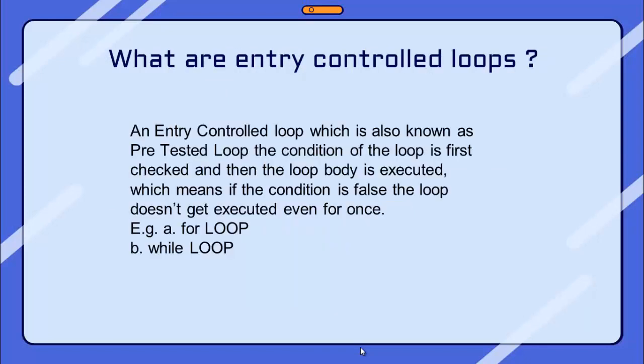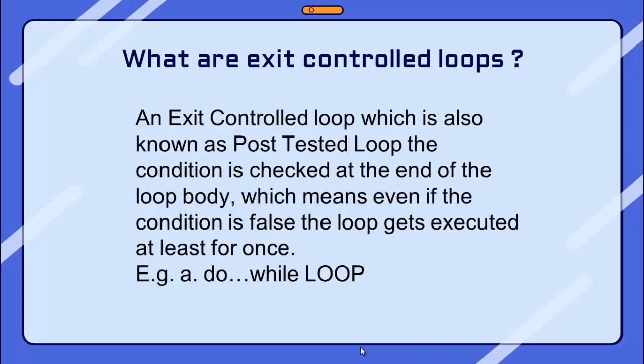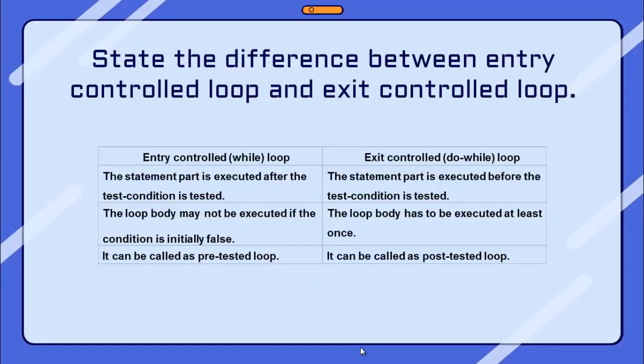Entry control loop, also known as a pre-tested loop: the condition of the loop is first checked and then the loop body is executed, which means if the condition is false, the loop does not get executed even once. Example: for loop and while loop. Exit control loop, also known as a post-tested loop: the condition is checked at the end of the loop, which means even if the condition is false, the loop gets executed at least once. Example: do while loop.